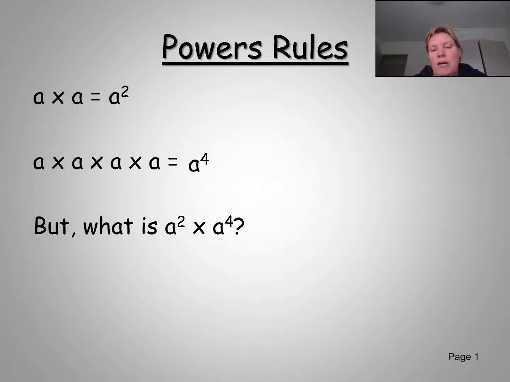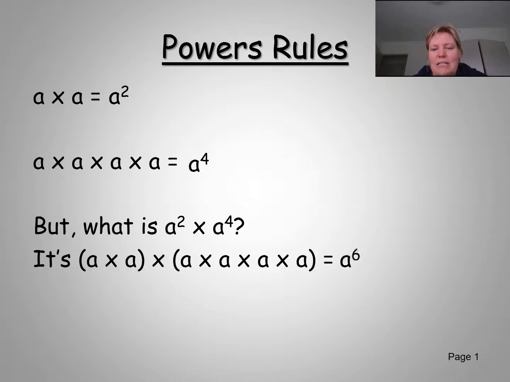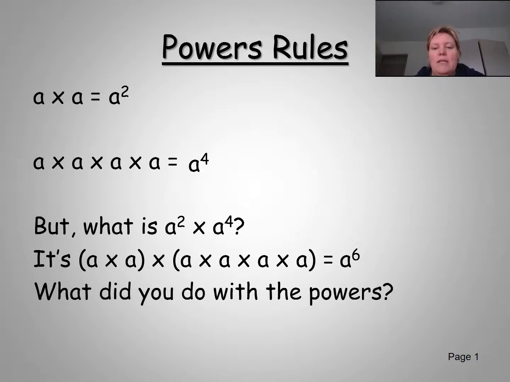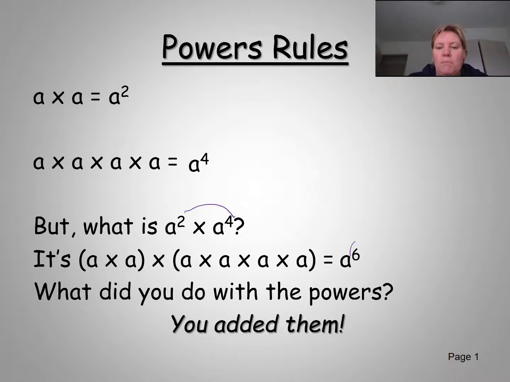What if I've got a squared times a to the 4? You can see my answer above, because a squared is a times a, and a to the 4 is a times a times a times a. So it's actually a to the power of 6. There's a bit of a shortcut here. You can count them all, but if you look carefully at the powers, you added them. The 2 and the 4 were added together, and that gave you 6.